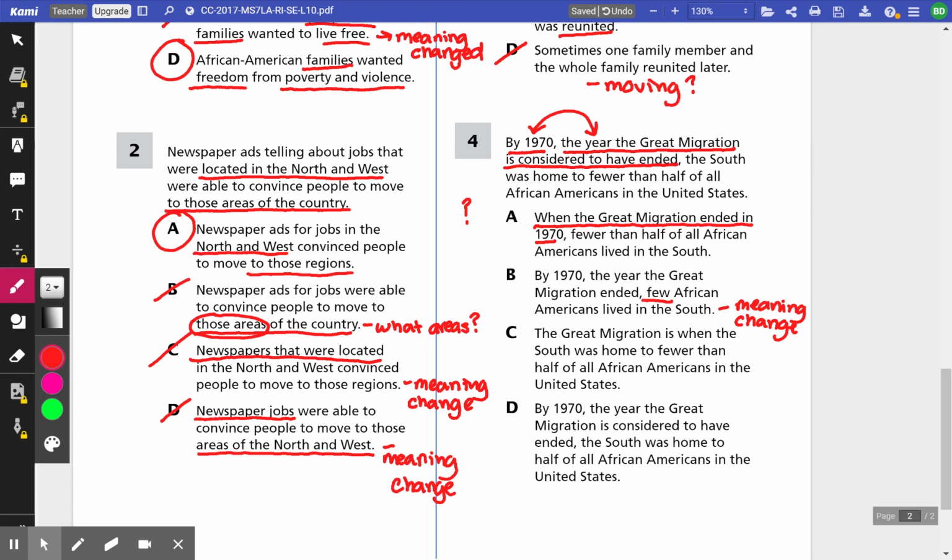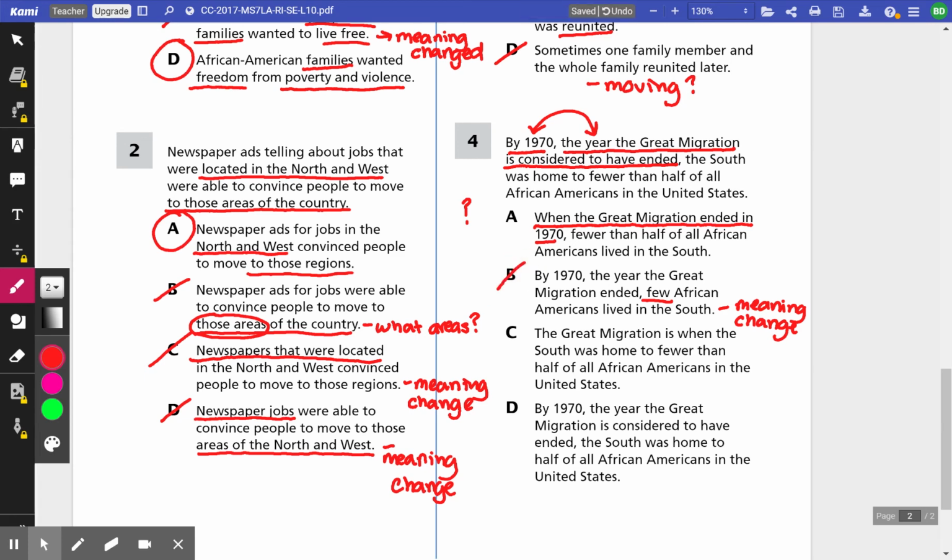We still know that it's in 1970 and the year the Great Migration ended, but they changed the part of the sentence that's crucial, because now we don't know that it's fewer than half. They just say it's a few. And we don't know how many a few is. A few is 3 or more, right? So it could be 4. We don't know, because they've changed it too much. So answer choice B is out.